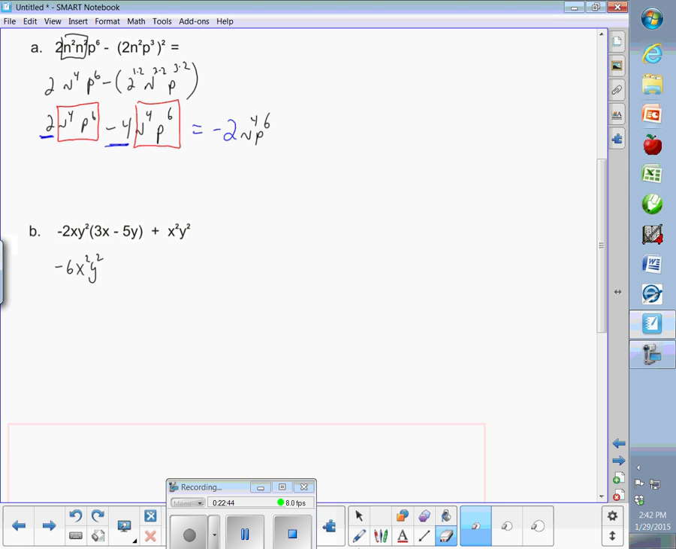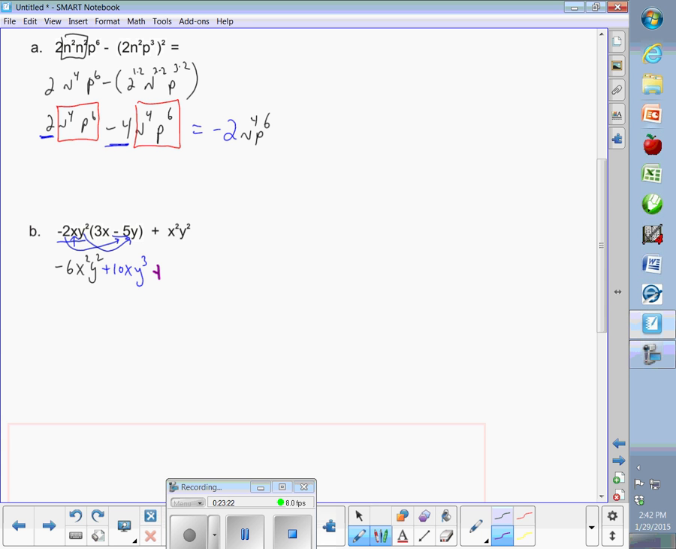I'm going to do the second distribution in blue. Negative 2 times a negative 5 is a positive 10. You have the x, there's no other x's, so x. And here we have y squared times y is y cubed. And that's the second distribution. All right? Did you follow? Negative 2 times negative 5, positive 10. The x, there's no other x to multiply it times, and then y squared times y is y cubed.